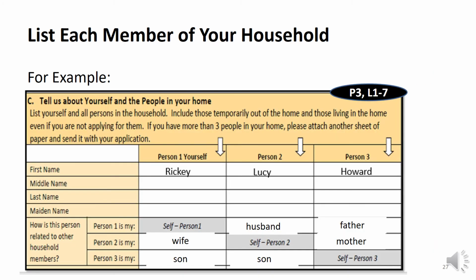Here's an example of how to list each member of your household. For example, Ricky is person number 1. So person 1 is himself, person 2 is his wife, and person 3 is his son. If you look at Lucy, person 2 is herself, where person 1 is her husband and person 3 is her son, etc.